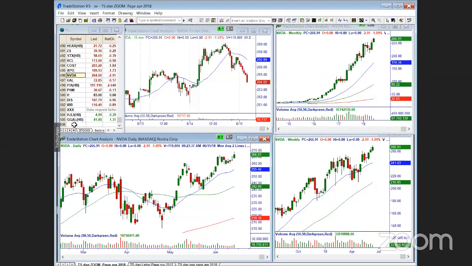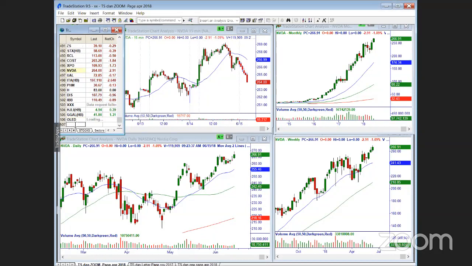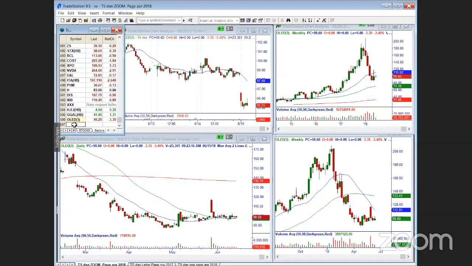OLED here, I just saw that one going by the ticker. See, I can talk and look around at my TV every now and then.